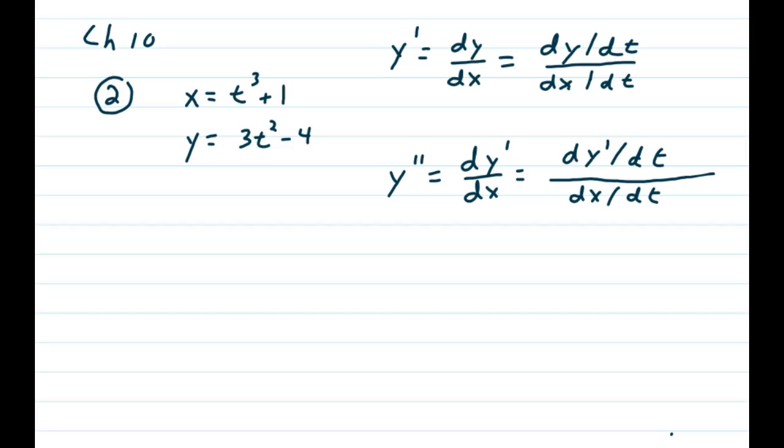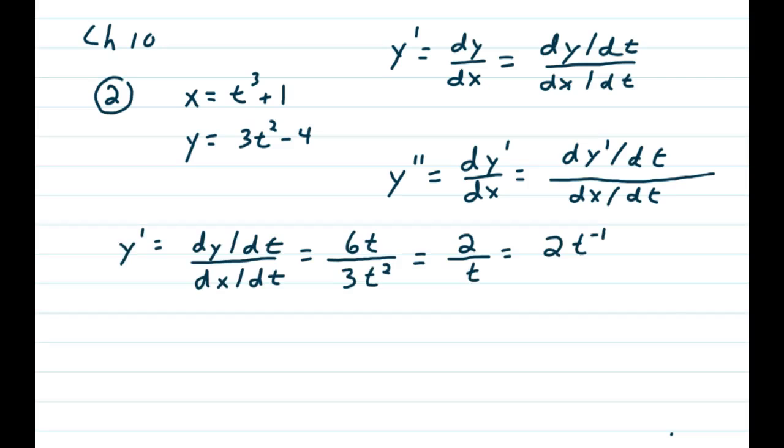Then in order to find the second derivative, just as you did back in Calc 1, y double prime is the derivative of the first derivative. So we're going to take the derivative of y prime with respect to t, because we have these distinct equations, over dx/dt. So first we'll find the first derivative. Y prime is dy/dt over dx/dt.